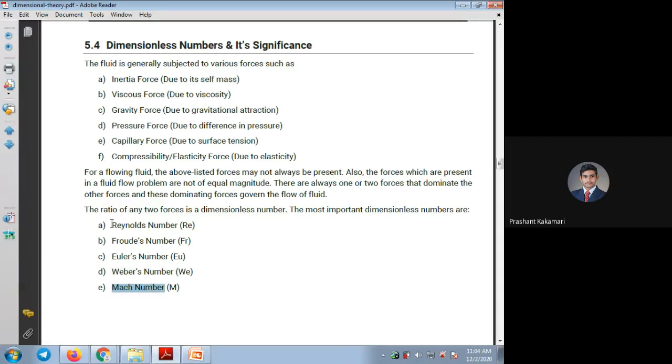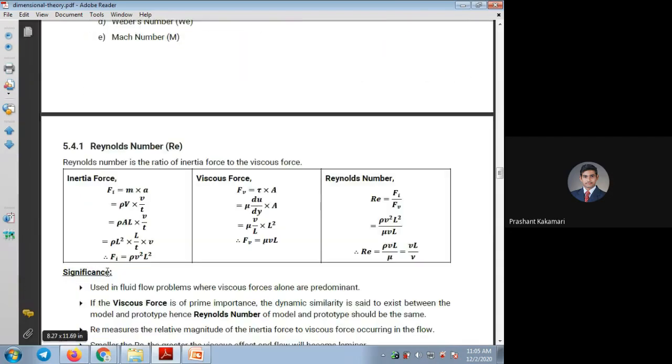Generally, the Reynolds number you all know. We need the inertia force, and we are taking the ratio with respect to rho VD. That rho VD, if you recall, we need the viscous force.